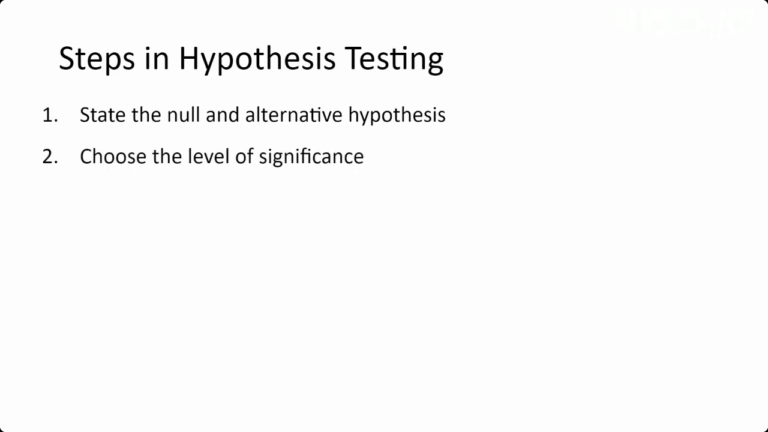You need to choose now the level of significance. Here, what we mean by the level of significance is the level at which you are going to accept or reject the null hypothesis. And this level of significance is actually type 1 error.